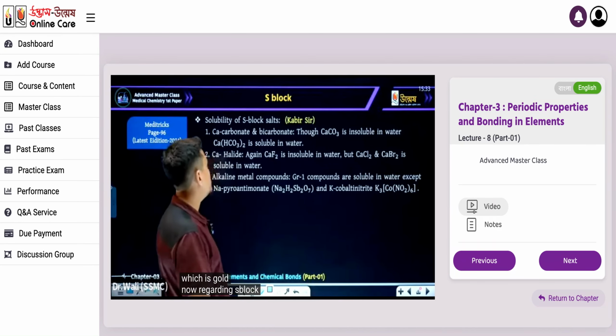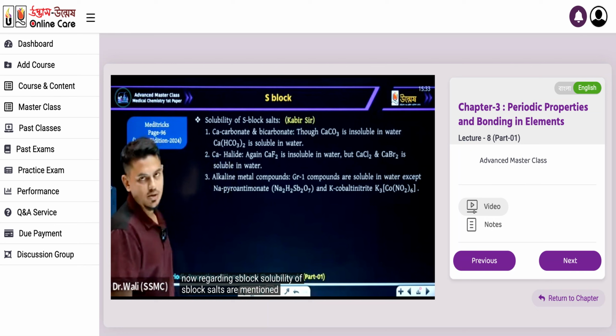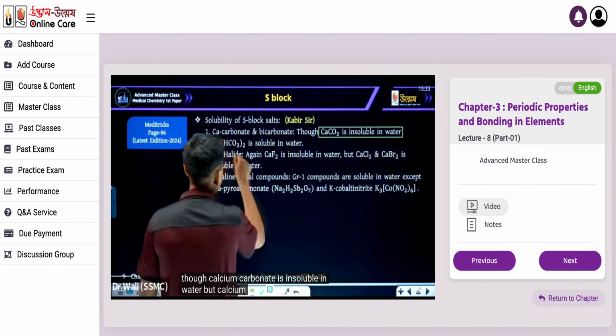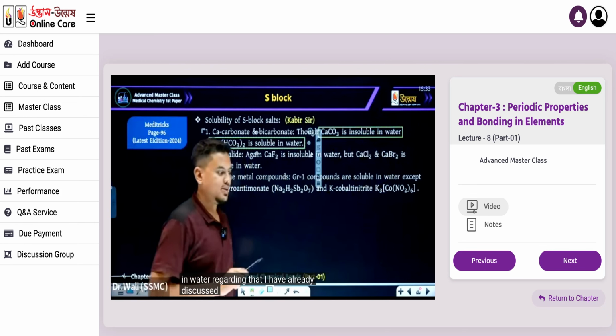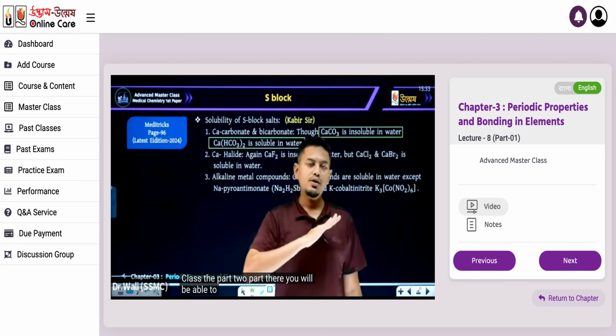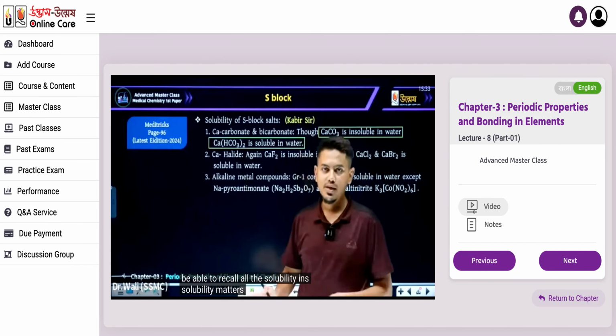Now regarding S block, the solubility of S block salts is mentioned in Kobe sir's book. See, calcium carbonate and bicarbonate. Though calcium carbonate is insoluble in water, calcium bicarbonate is soluble in water. Regarding that, I have already discussed it in the qualitative chemistry section. You should go to that masterclass, the part 2 part. There you will be able to recall all the solubility and insolubility matters in our chemistry book.